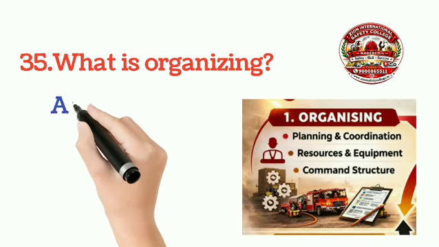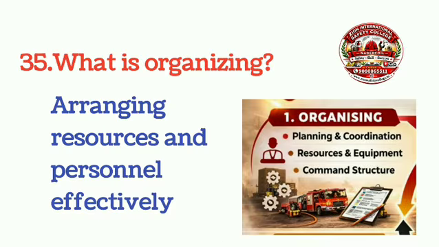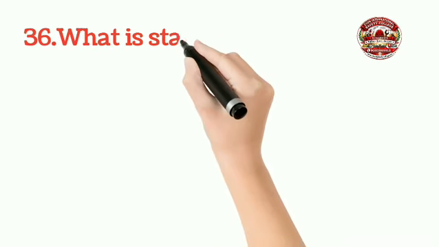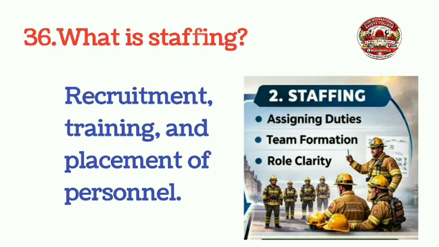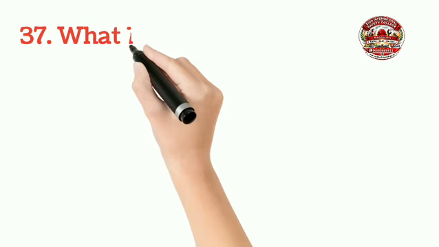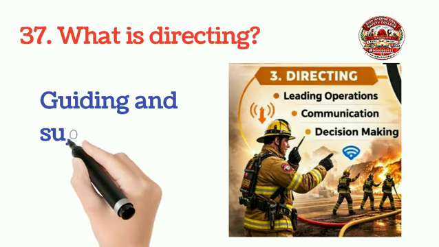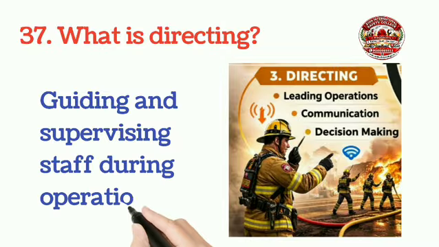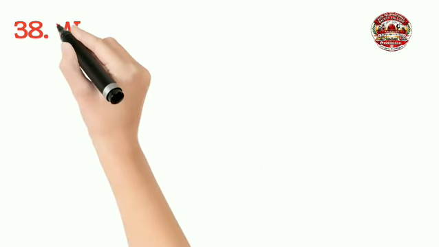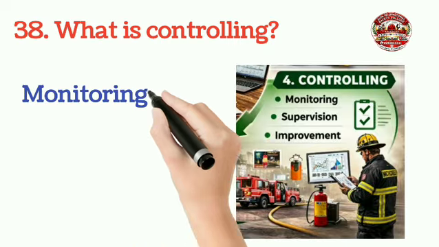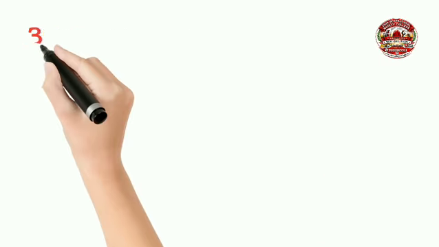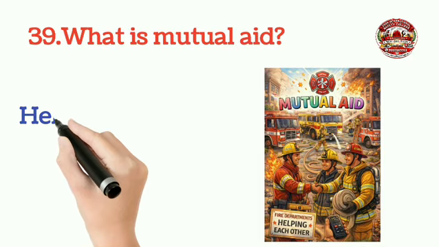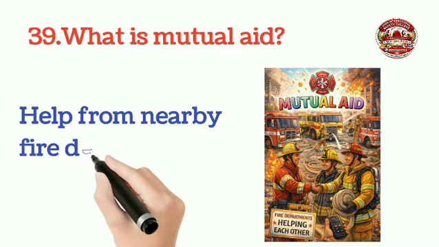What is organizing? Arranging resources and personnel effectively. What is staffing? Recruitment, training, and placement of personnel. What is directing? Guiding and supervising staff during operations. What is controlling? Monitoring performance and taking corrective action. What is mutual aid? Help from nearby fire departments.